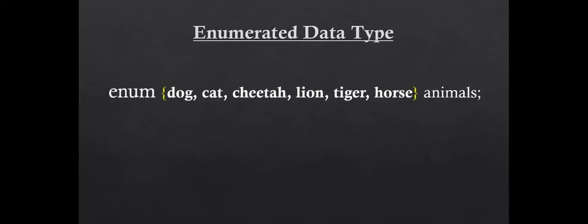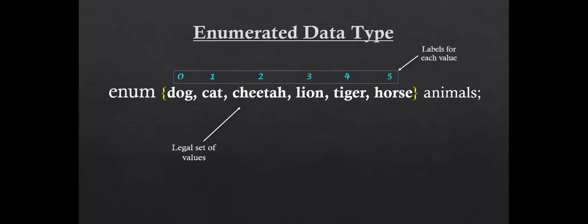Let's see an example. Here we have enum, its variable called animals, and what is this: dog, cat, cheetah, lion? They are called the set of values within an enumerated list, and each legal value has a label. So here the dog has the label 0, then the cat has 1, then the cheetah has 2. So subsequent labels are incremented from the value of the previous label.